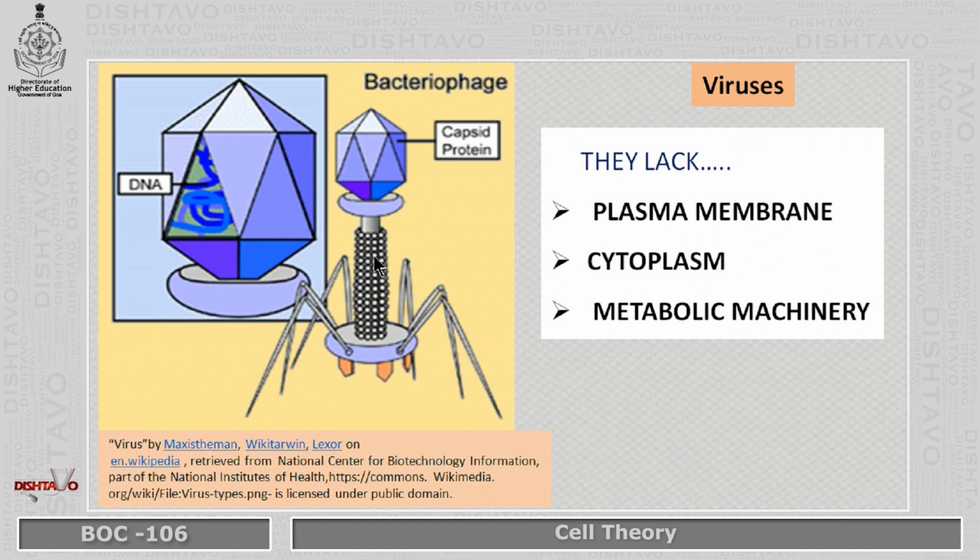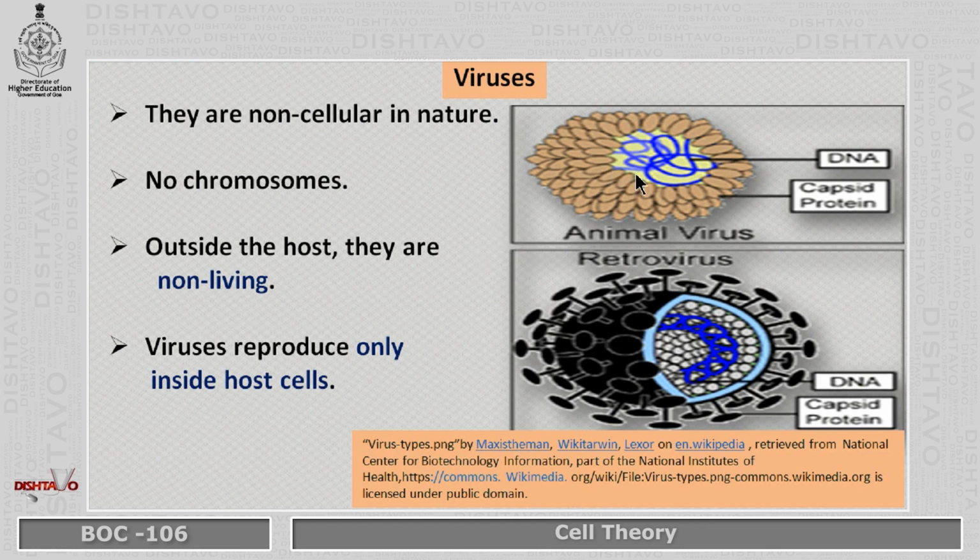Now let us take the virus. We have the bacteriophage here. We see it doesn't have a plasma membrane, it doesn't have cytoplasm, and it doesn't have its own metabolic machinery. If we see minutely, it consists of DNA and it has a covering of protein. It's non-cellular, not made up of cells, no chromosomes. Outside the host, they are non-living. They reproduce only inside the host cell.